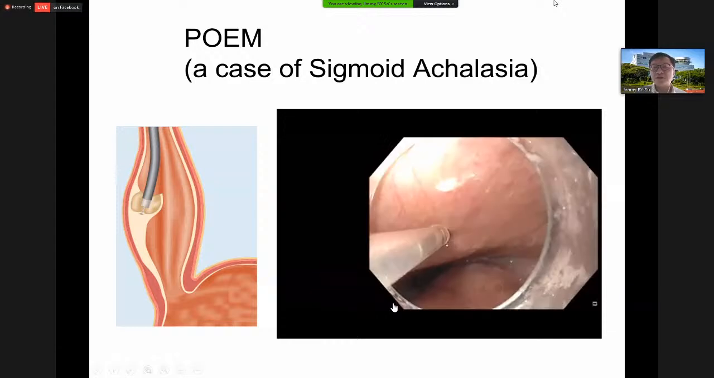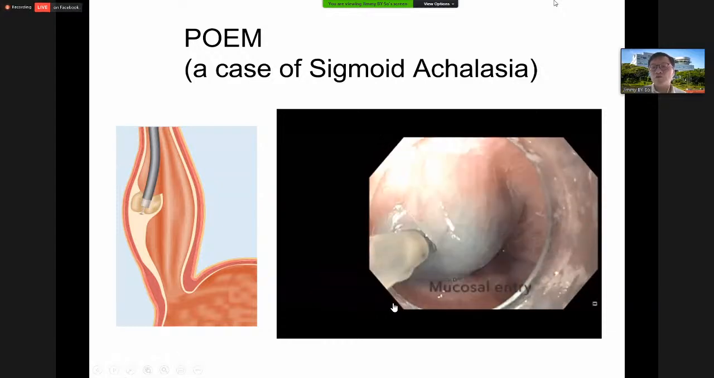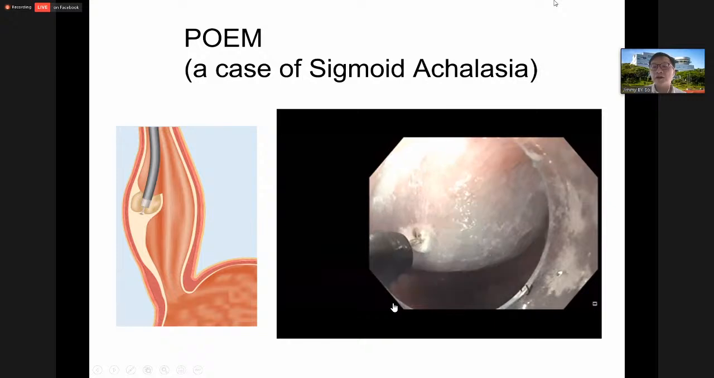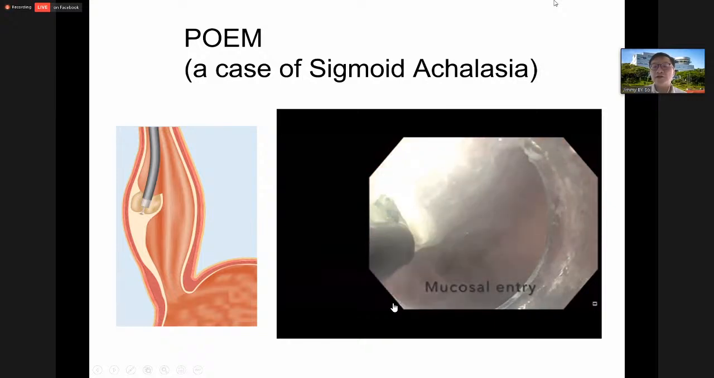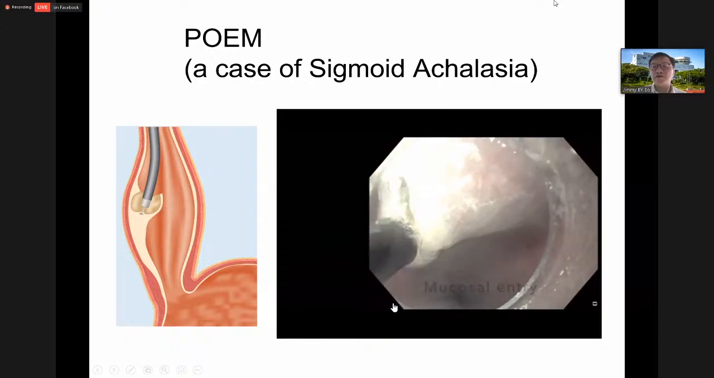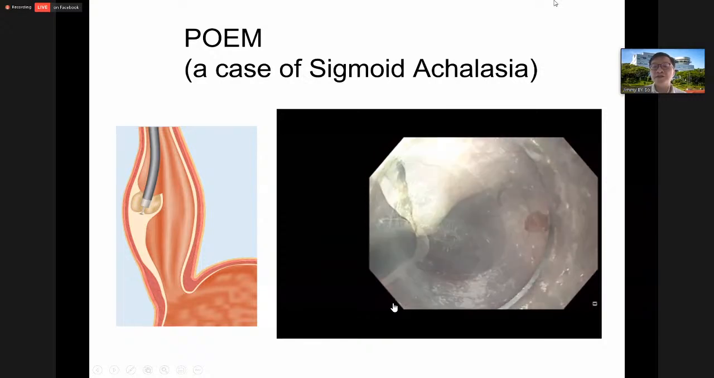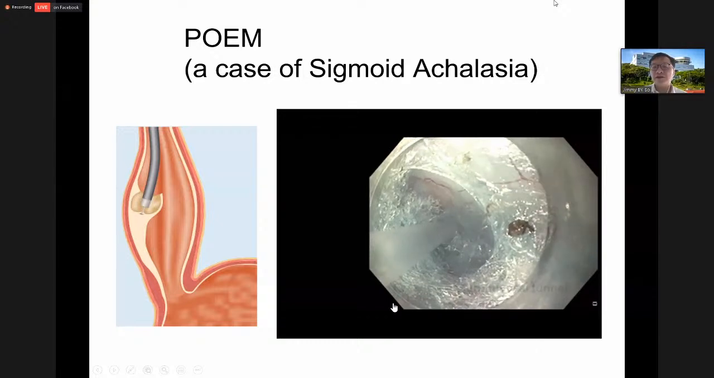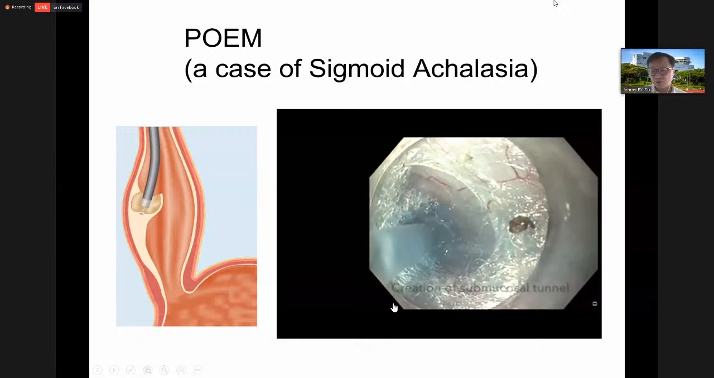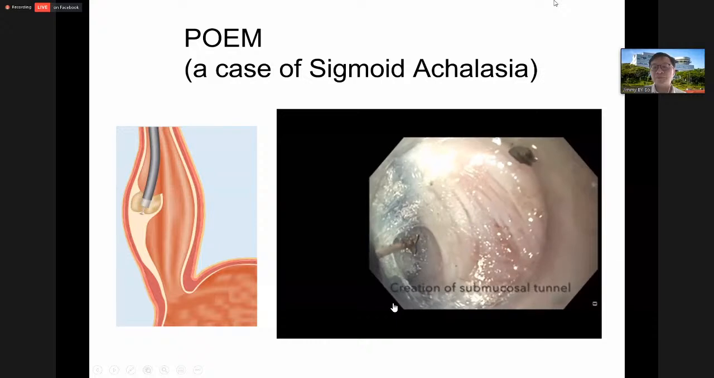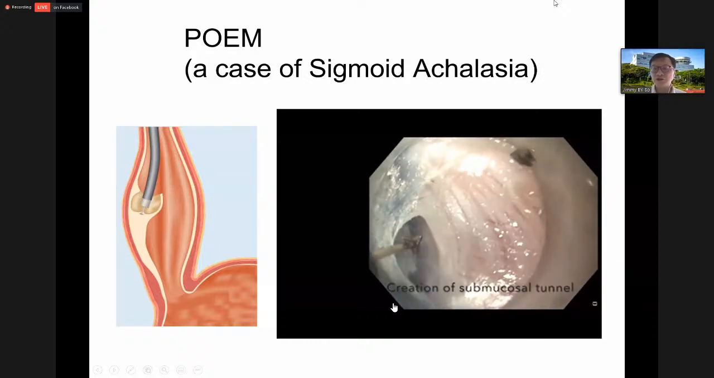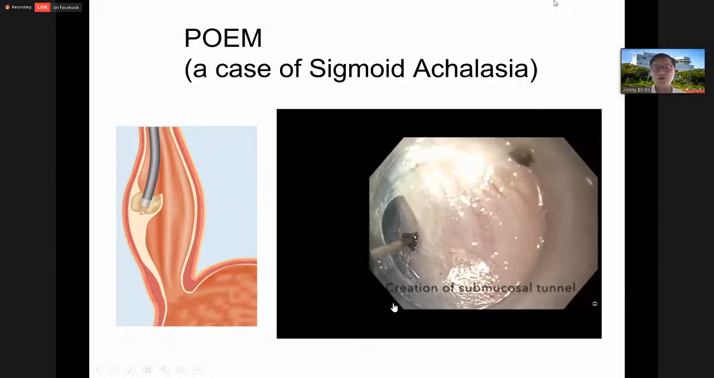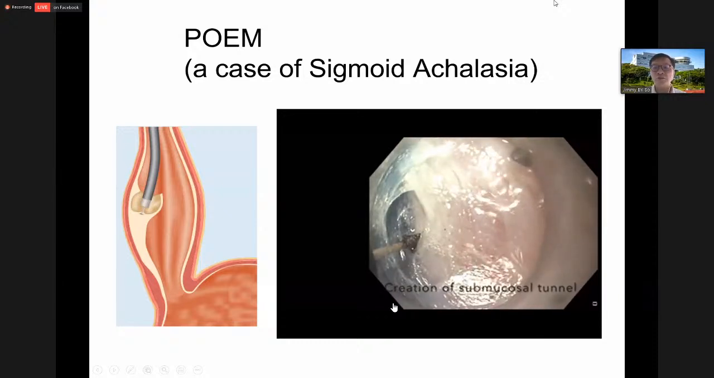The first step is mucosal entry. Therefore, we lift up the mucosa with saline and indigo carmine. Then, using an endoscopic knife, we make a 2 centimeter incision on the mucosa. Then we insert our endoscope into the submucosal space to create this submucosal tunnel. Here we are in the submucosal space. The one at the 3 o'clock is the muscle layer. The mucosa will be somewhere in the 9 o'clock position.